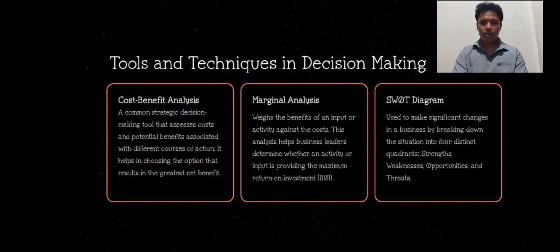SWOT diagram is used to make significant changes in business by breaking down the situation into 4 distinct quadrants. First, strengths, weaknesses, opportunities, and threats.